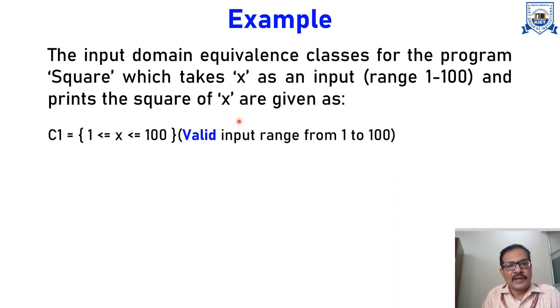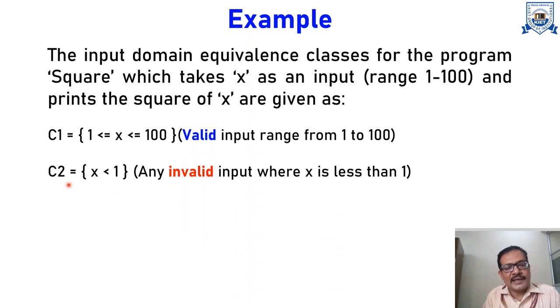So I am going to divide the whole input range, this 1 to 100. I can say x is lying between 1 to 100. So this is one class C1, right? These are all valid inputs which range from 1 to 100. Similarly, I can create another class of invalid inputs where x is less than 1. This class is going to contain a set of values which are less than 1, so 0, -1, -2, -3, -4, and so on.